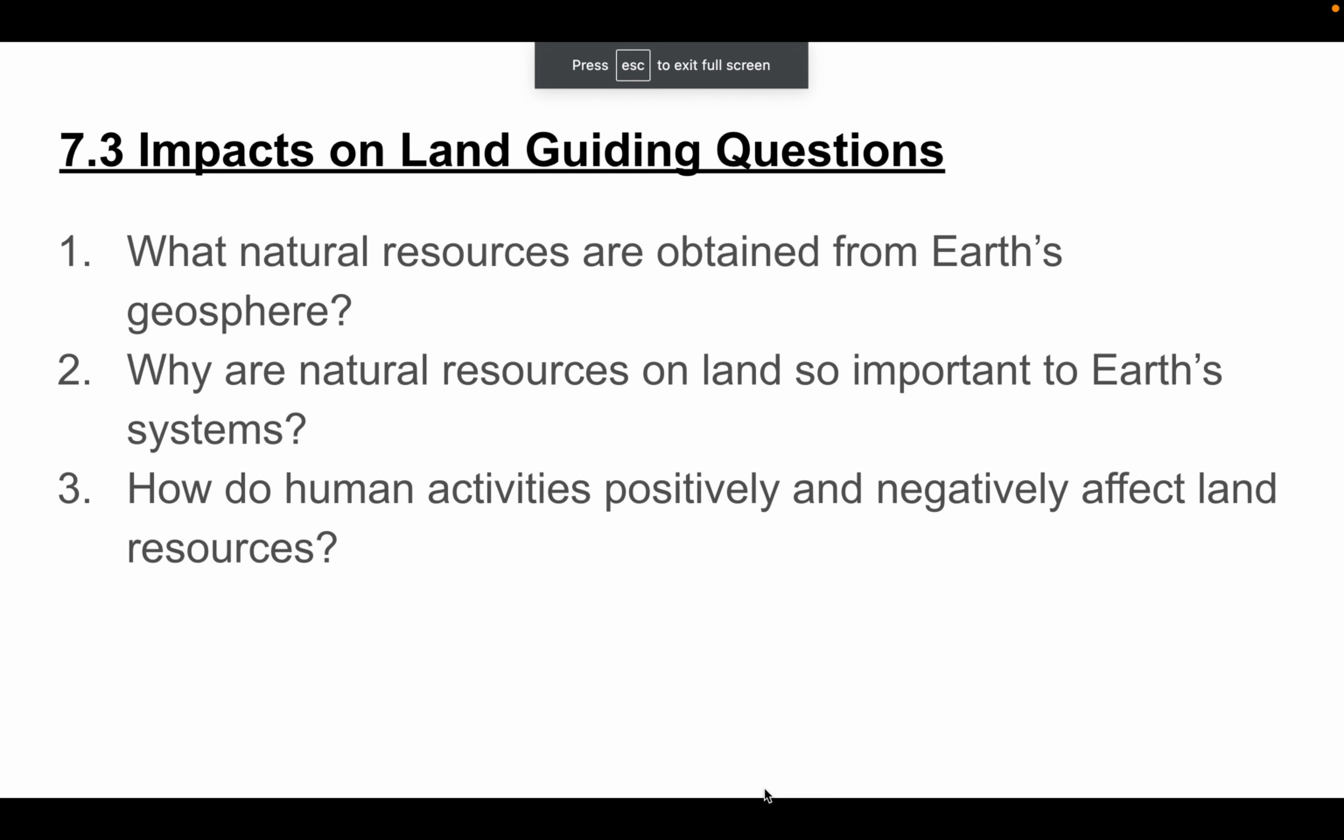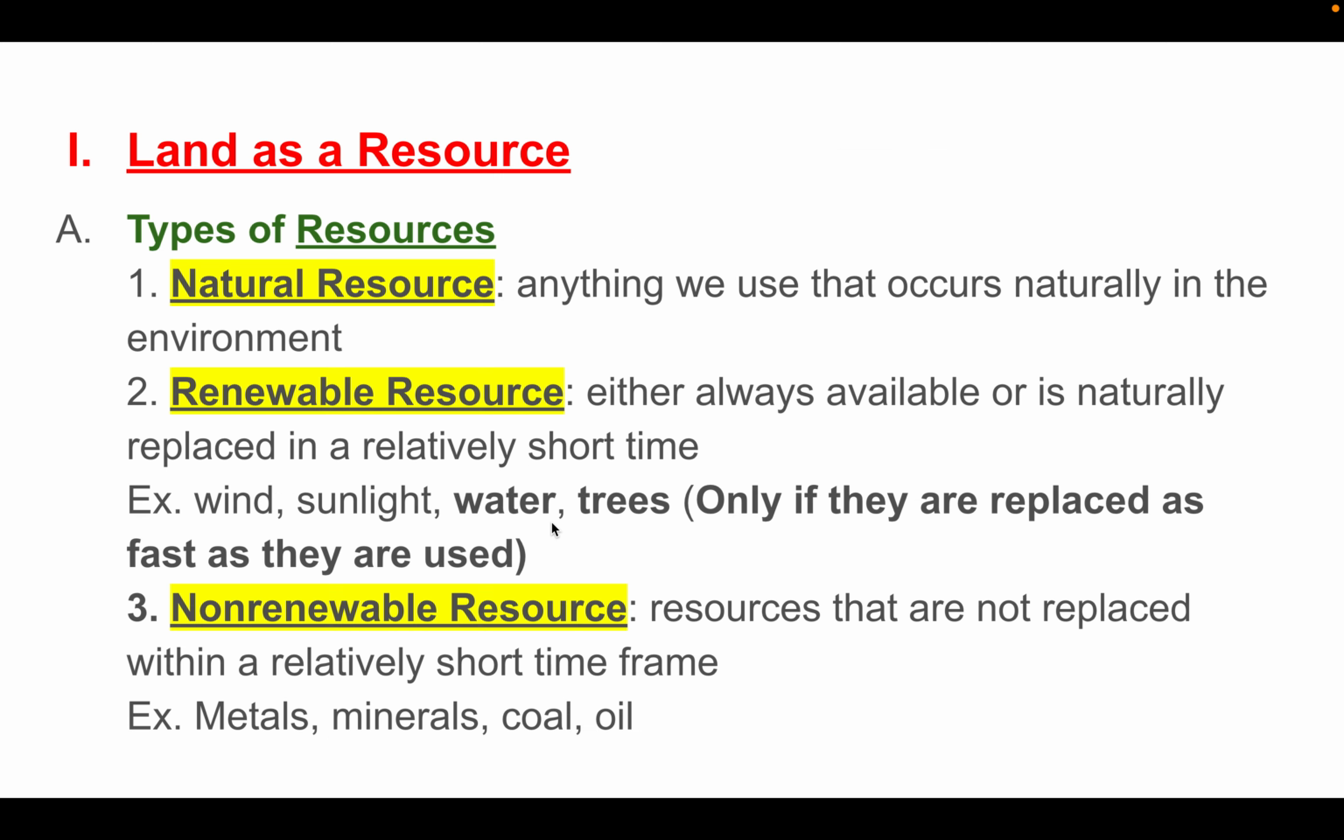Okay, in this video lecture, I'm going to cover 7.3 impacts on land. And here are some of the guiding questions. First off, what natural resources are obtained from Earth's geosphere? Why are natural resources on land so important to Earth's systems? And finally, how do human activities positively and negatively affect land resources?